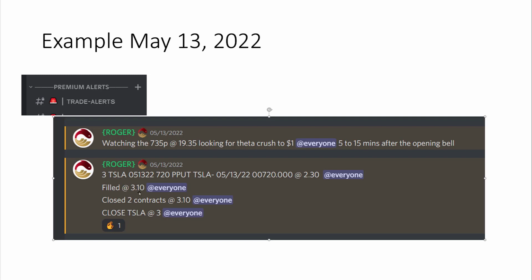So then it filled at 3.10, and then I closed them off at 3.10, which is, I think that's exactly 35%. Let me just check. 2.3 times 1.35. Yeah, so I closed it off exactly 3.10, and then 2 more contracts. Those are 2 contracts. So when I said filled at 3.10, it didn't say how many contracts, and then I finally closed the last one off at 3, and that was done.